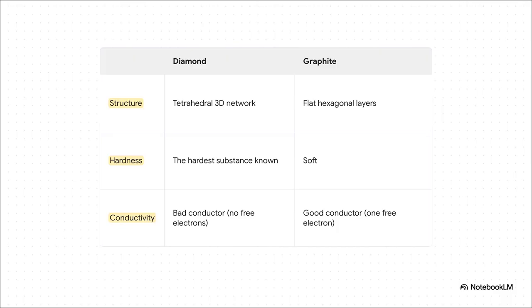Let's really look at that blueprint. So, in a diamond, every single carbon atom is locked into this super tight 3D grid with 4 of its neighbors. It's what makes it unbelievably hard. And notice there are no free electrons floating around, so it can't conduct electricity.